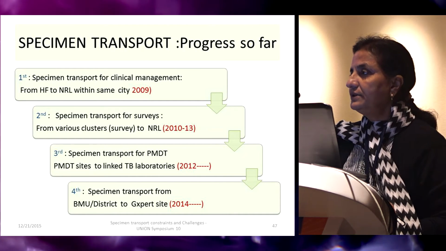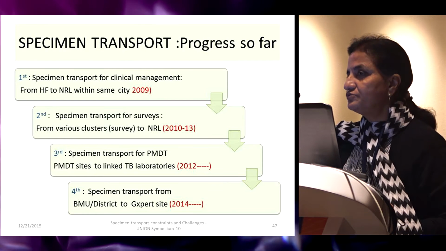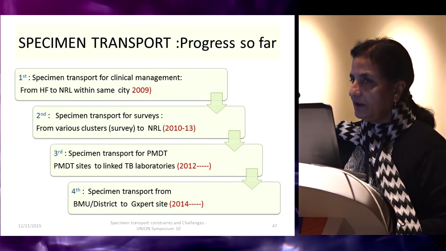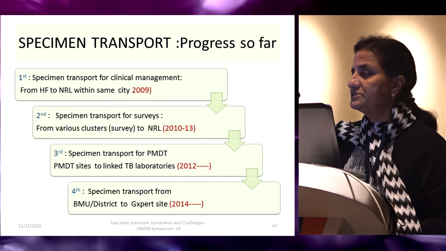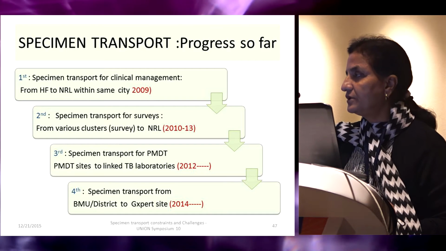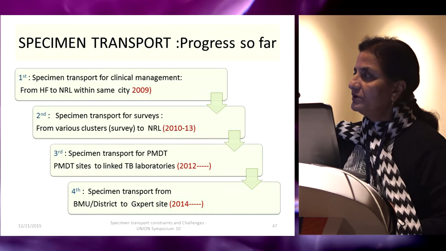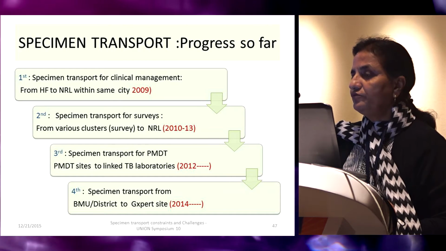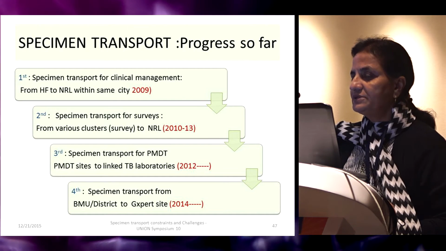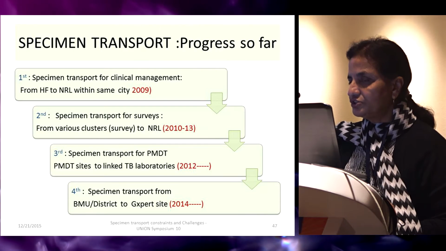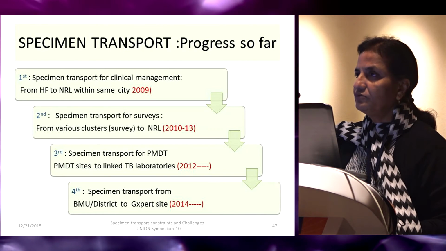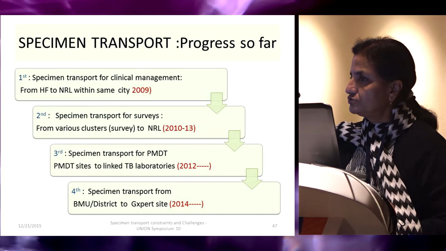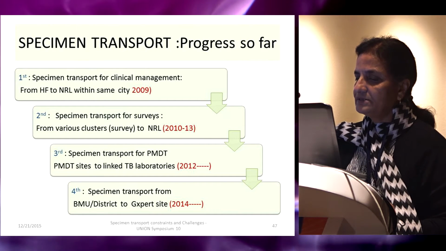Between 2010 and 2013, we conducted 2 large surveys, which was a rich experience in specimen transport, because the specimens were collected across the country from various clusters. Then from 2012 onward, the laboratory was linked to the PMDT site because other laboratories were not yet functional, and this laboratory was providing culture and DST services to the newly emerging PMDT sites.